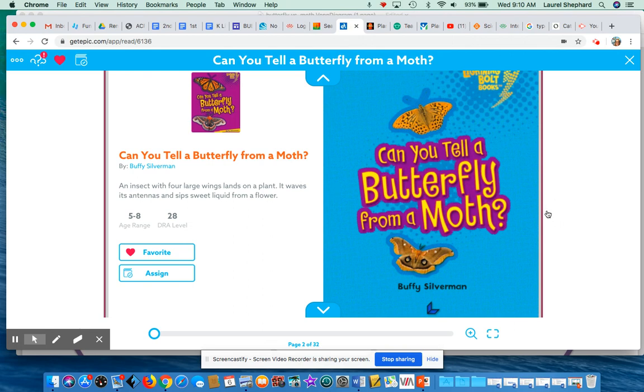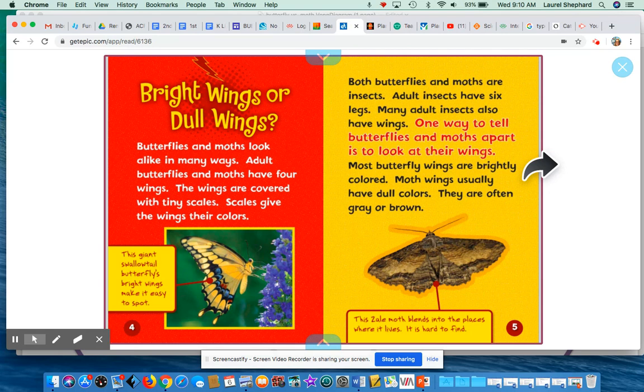Here's the book we're going to read. Can you tell a butterfly from a moth? Here we go. Now remember, as I read, I'm listening for how butterflies are unique, how moths are unique, and how they are the same, or what they both have. Bright wings or dull wings. Butterflies and moths look alike in many ways. Adult butterflies and moths have 4 wings. The wings are covered with tiny scales. Scales give the wings their colors.